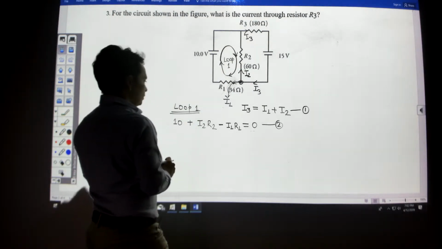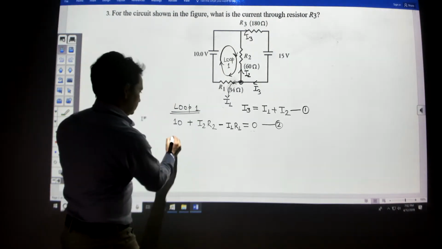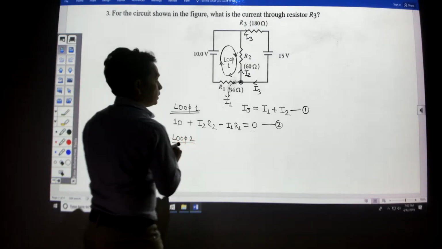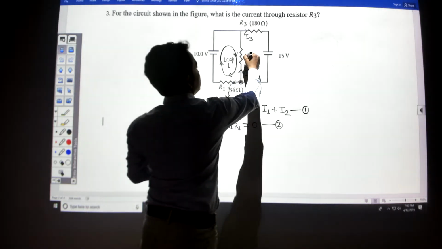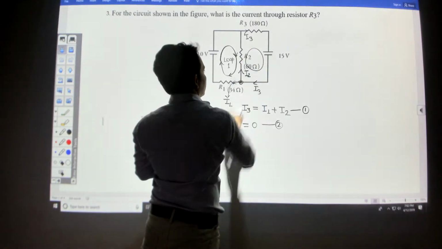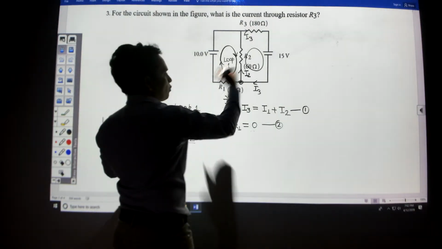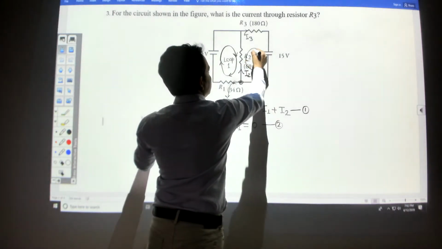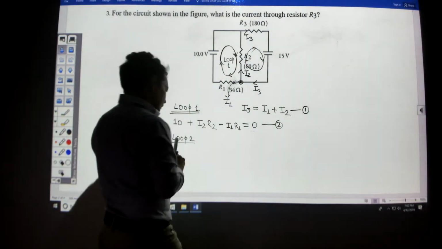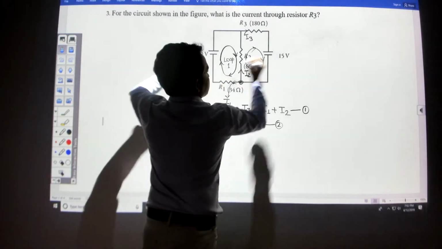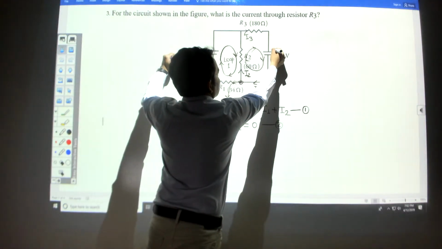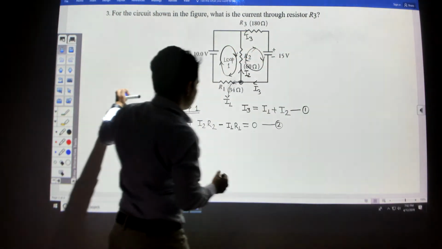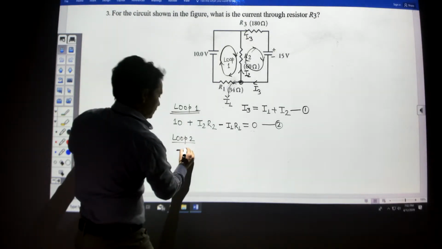Now we can do loop 2. The same way I can make the loop here. This time I'm using the clockwise; anti-clockwise doesn't matter. You choose your own direction. Now, you see, this is the positive terminal and this is the negative terminal here. And the loop is going from positive to negative. If it's going from positive to negative, you have to choose the negative here, the negative 15.